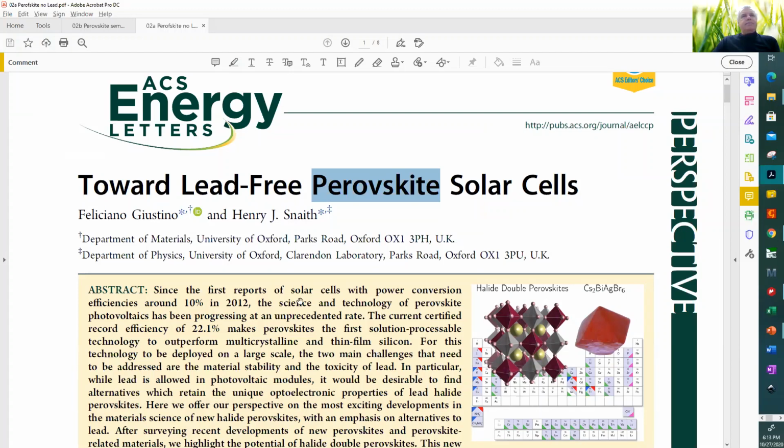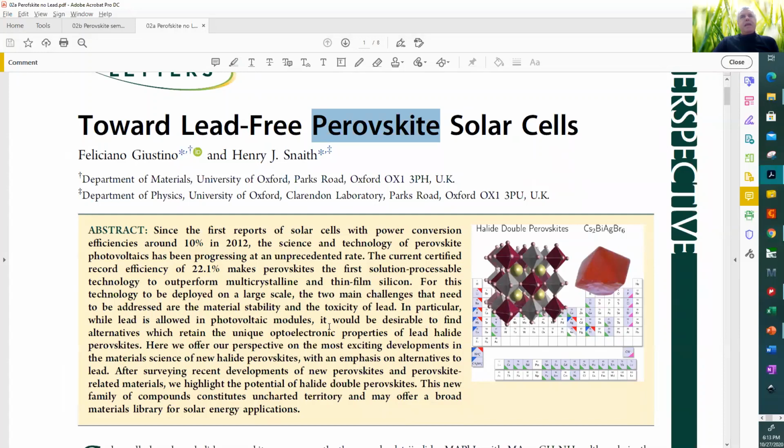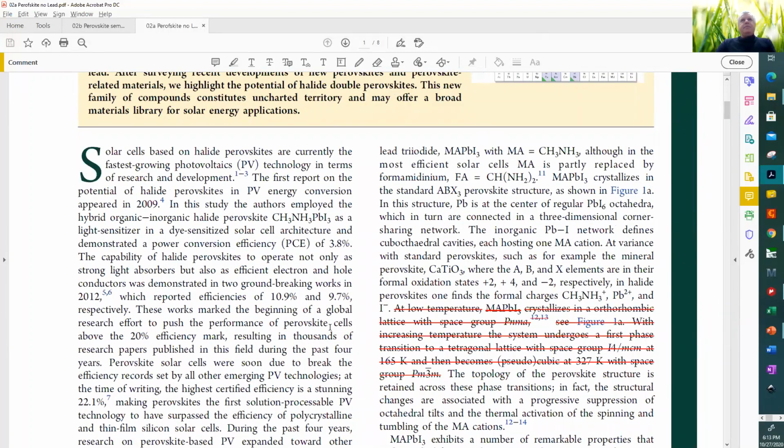Well, I'm not exactly sure what they're called. Here's a halide double perovskite, whatever that means. But the perovskites that are of the most interest right now are tetramethylammonium lead iodide. It's like tetramethylammonium 2 lead and then 6 iodides or something like that. And you can make films of them.